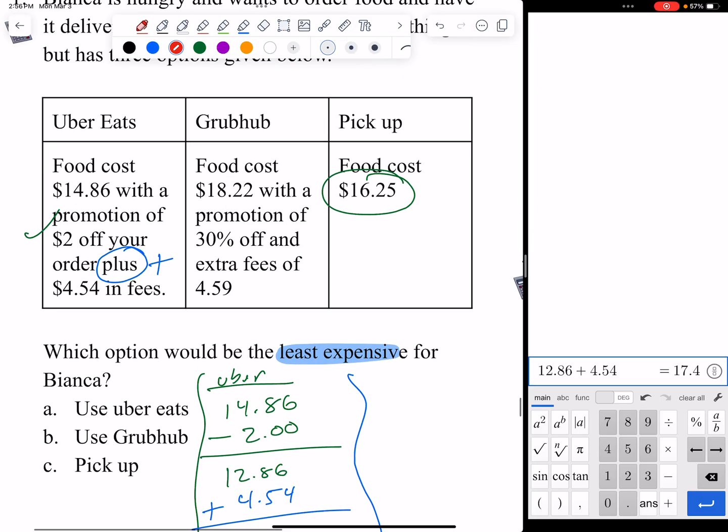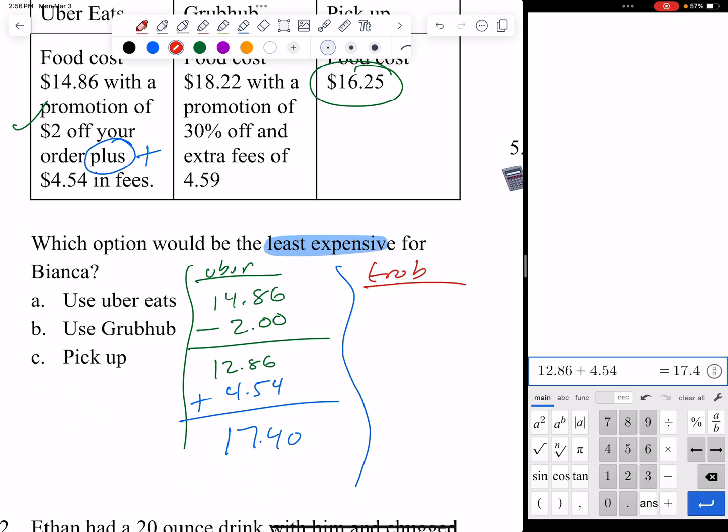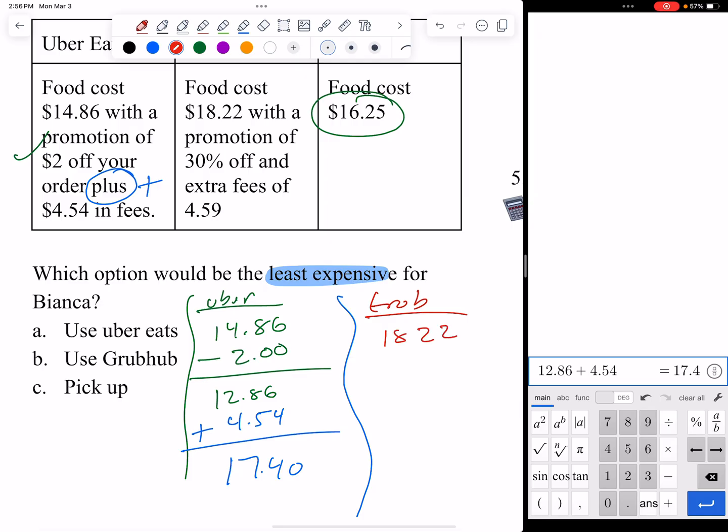Let's see with Grubhub. Well, the food is going to cost $18.22 and it's 30% off. Okay, 30%, but I have to subtract it, so I'll do that after. So I've got 18.22 times 30%. And that's where you're like, what the heck is that? Why did it do that? It shouldn't have done that. I don't know if your calculator is going to do it. This is basically making me go backwards.